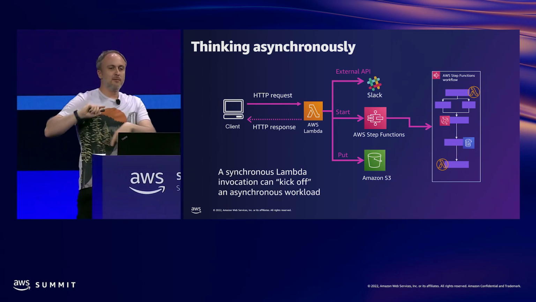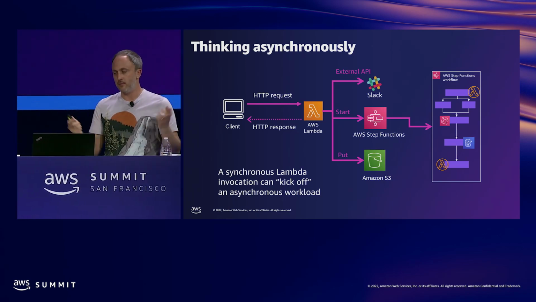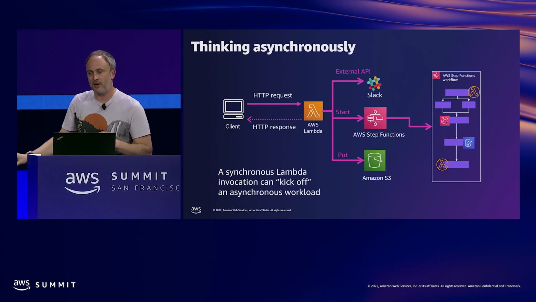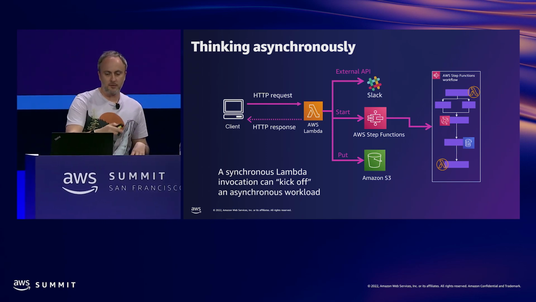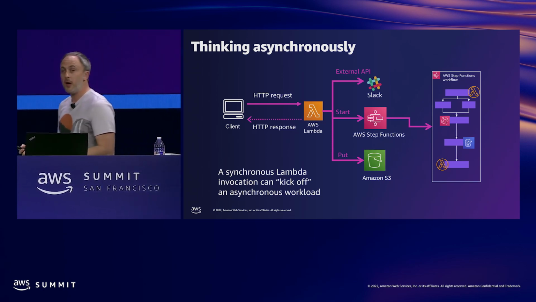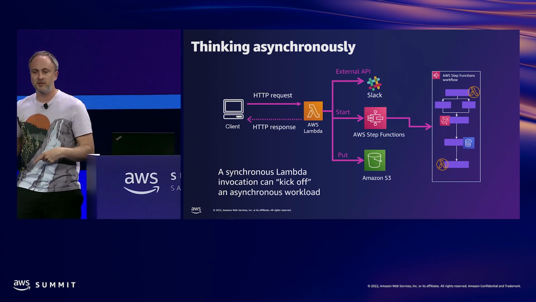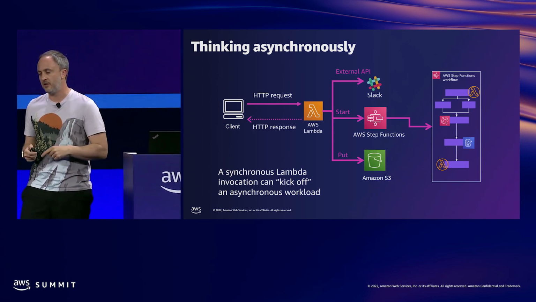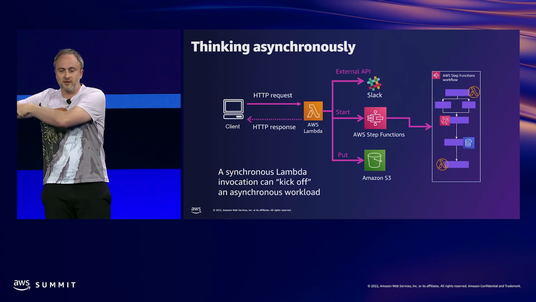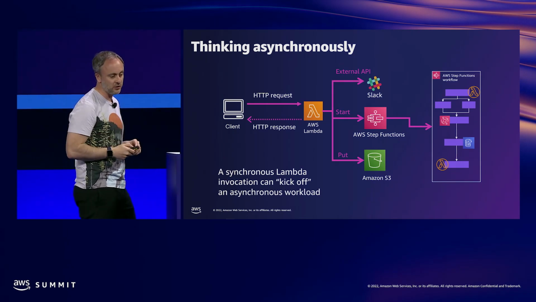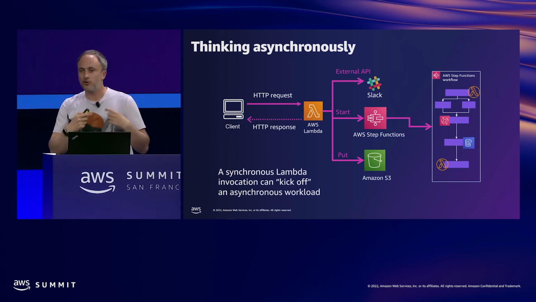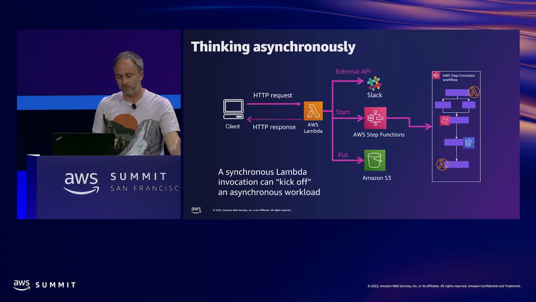You can invoke Lambda synchronously via a request from something like API Gateway, and then you can have your Lambda function kick off asynchronous background workloads. For example, I could have my Lambda function kick off an AWS Step Functions workflow. Now, a Step Functions workflow can run for up to 1 year, so Lambda's not going to hang around waiting for the response. It will just return the acknowledgement that the workflow started. Similarly, inside of Lambda, I can call out to some external API. For example, I can post a message on Slack. That's an asynchronous request triggered from a synchronous Lambda invocation.